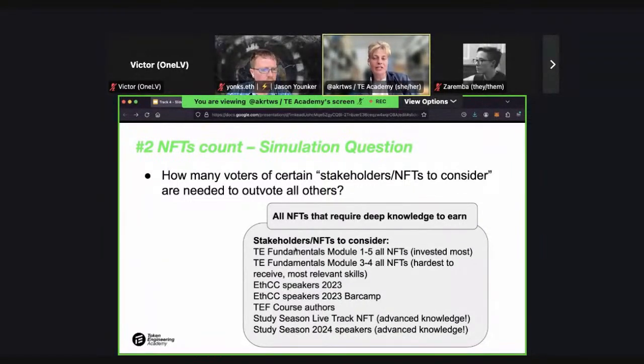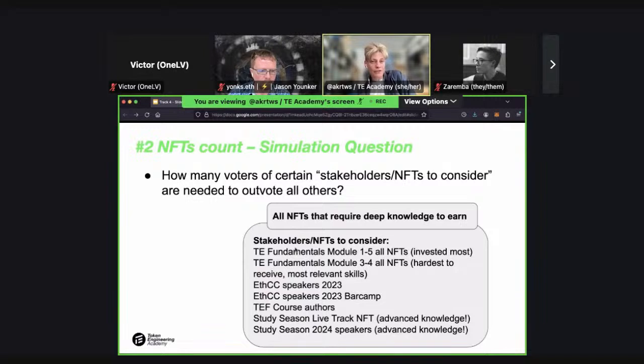EFCC speakers 2023, the EFCC speakers at the bar camp 2023, because there is of course a long process: they had to apply, they had to show their work is relevant, they were selected as speakers, they were speaking there, and they have in the meantime built on their work since then. So this is also a good signal.